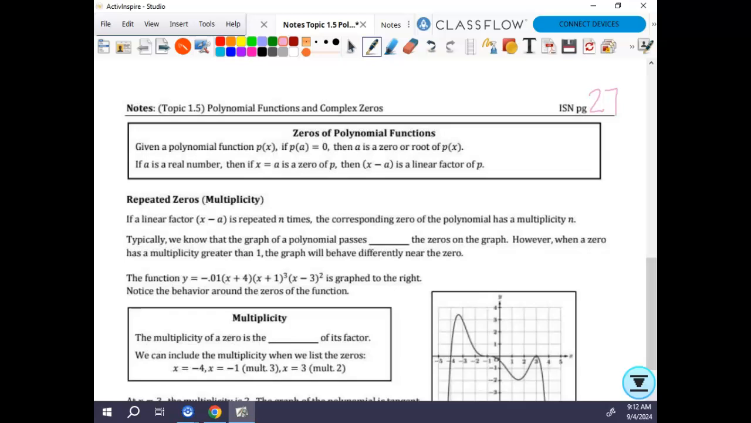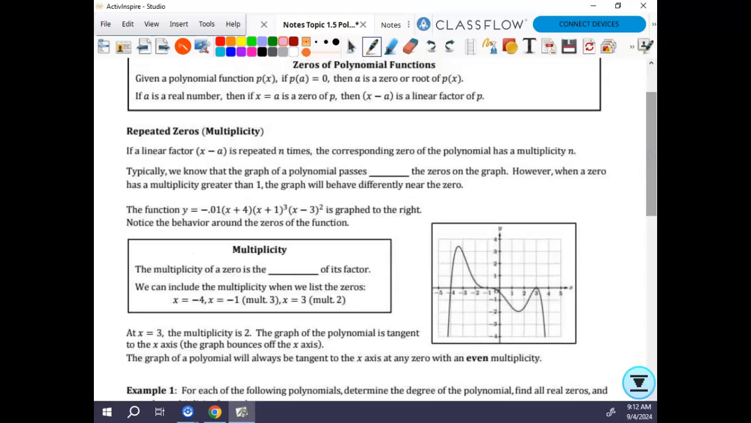Okay, so zeros of polynomial functions. I'm going to try something weird. Here we go. So we understand what zeros are. That's not a brand new thing. This says, given a polynomial function, p of x, whatever that is, if p of a equals 0, then a is a 0 or root of p of x. What that is saying is this. Here's just a simple little quadratic. Let's pretend like this is at 3. So if this is p of x, p of 3 is 0, that means 3 is a 0. That's what those words mean, okay?